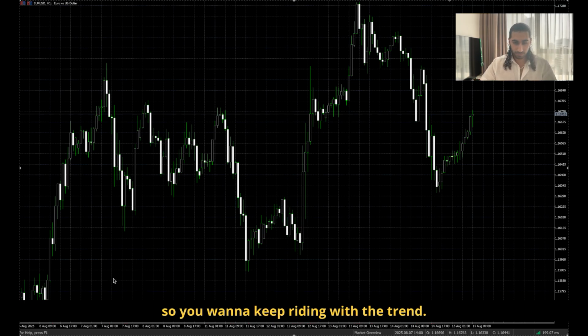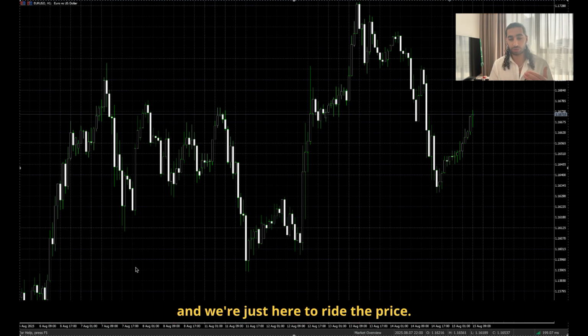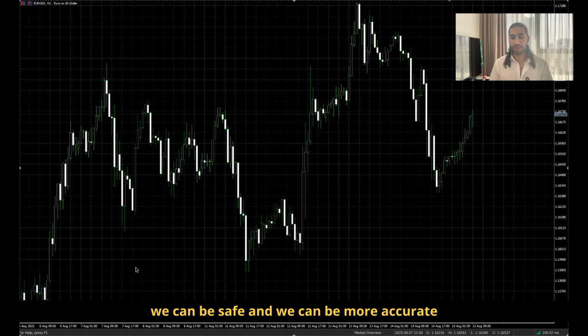Okay, cool. So now we understand kind of buyers and sellers, what they're doing, what they are, why they are in the market, because they're interested in the actual price of the asset. And we're just here to read the price. So once we understand where are the buyers, where are the sellers, where are the orders, which will be a very important component of the next video, we can be safe and we can be more accurate in our trade placements.